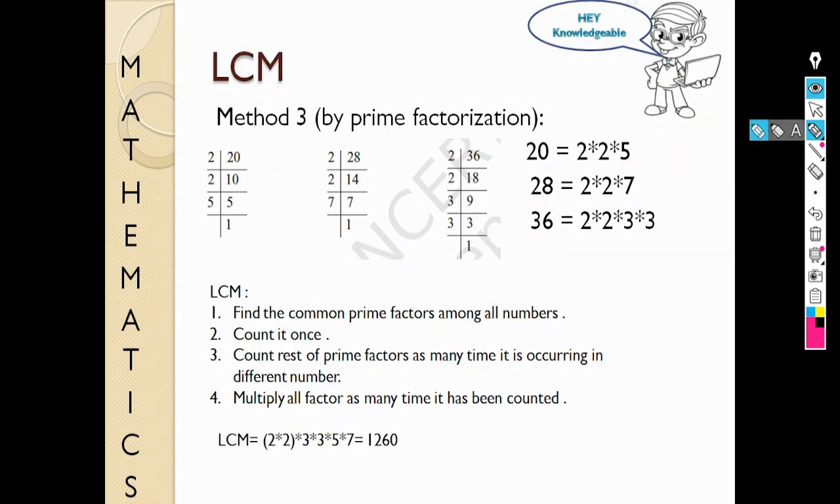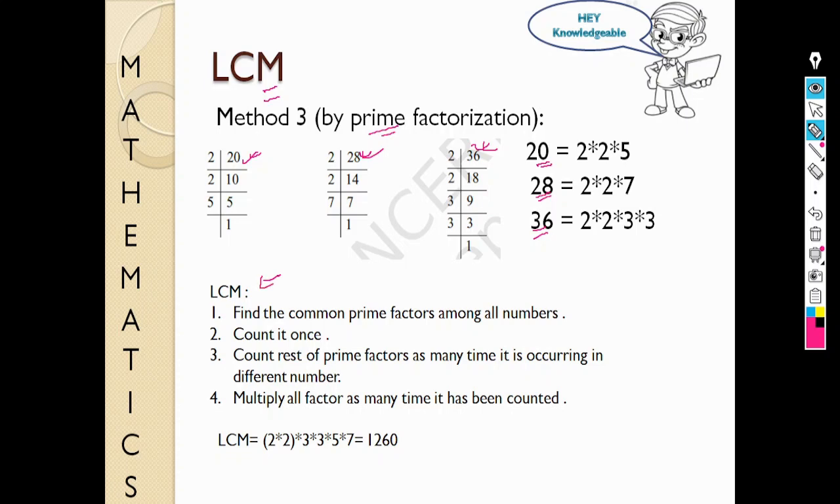Let's try to find the LCM by another method. The basic of this method is also the same, that is the prime factorization method. So here the algorithm of finding the LCM would be a little bit different than the previous one. Again the question remains the same, that we have to find the LCM of 20, 28 and 36. So here also we'll go with the prime factorization of 20, 28 and 36. Then let's see how to find the LCM.